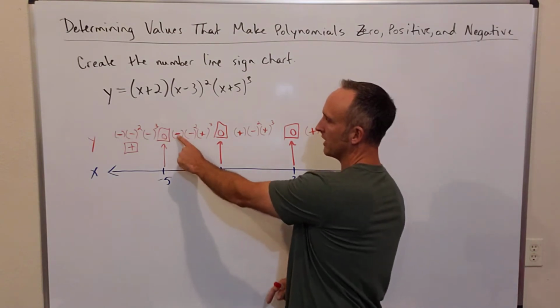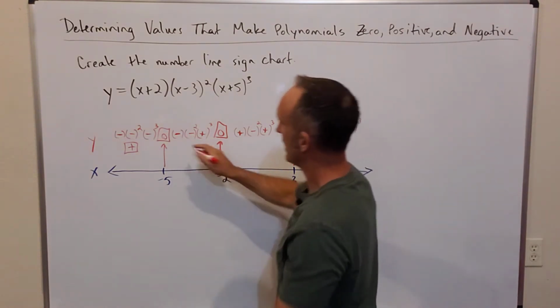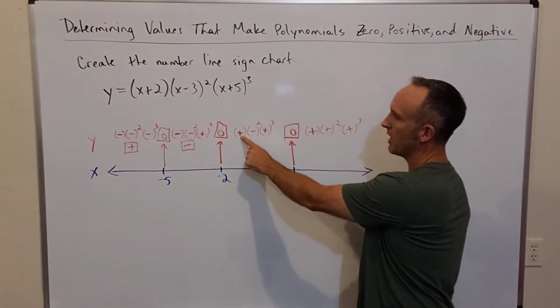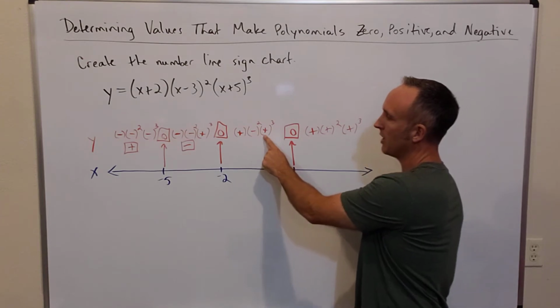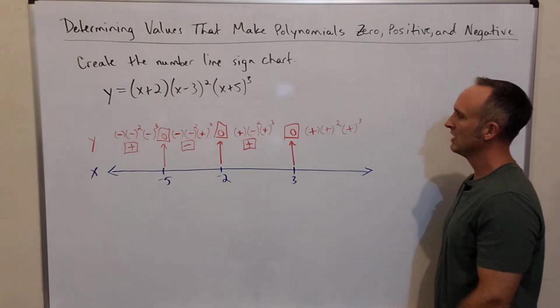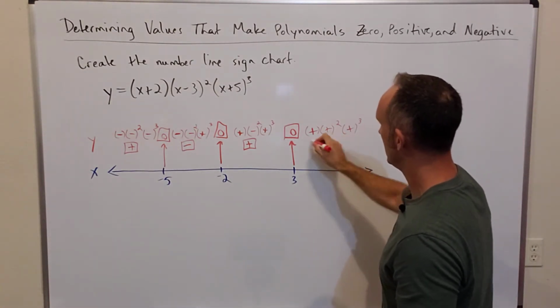In the next region, we've got a negative times a positive times a positive. Well, that's a negative answer. Then we have a positive times a positive times a positive. That's a positive answer. And then we have a positive times a positive times a positive, which is also a positive answer.